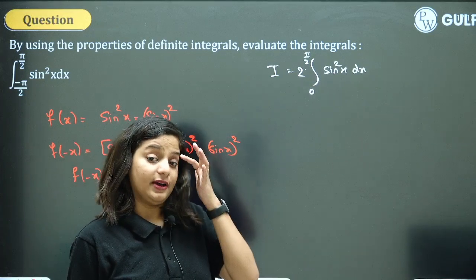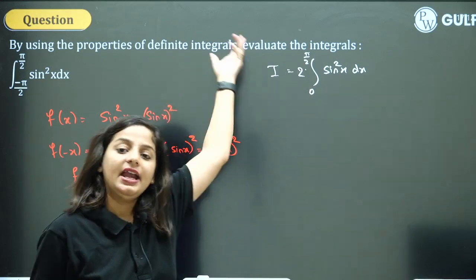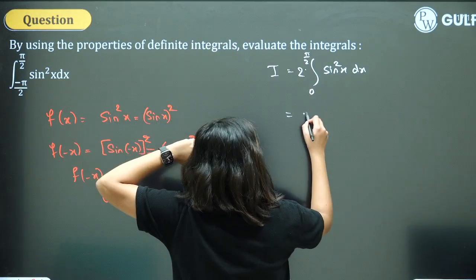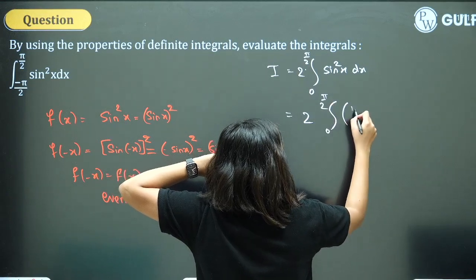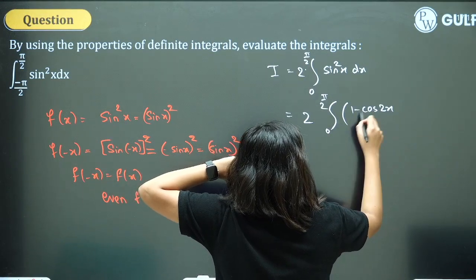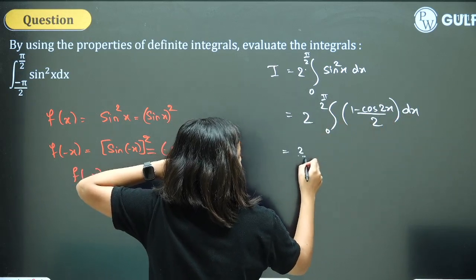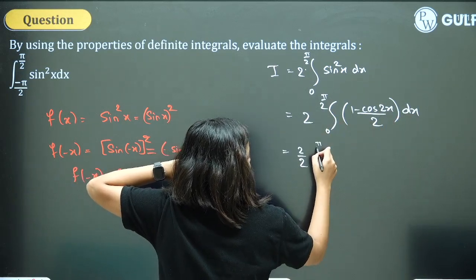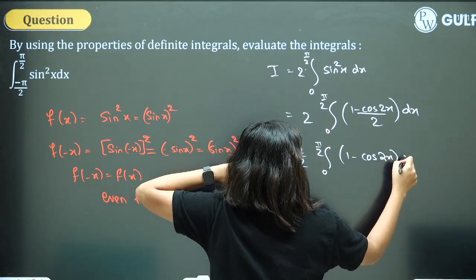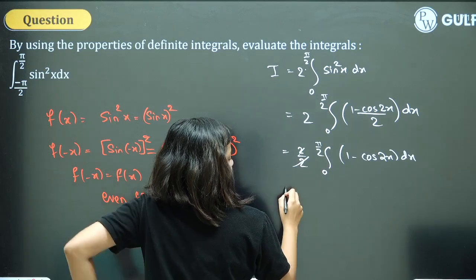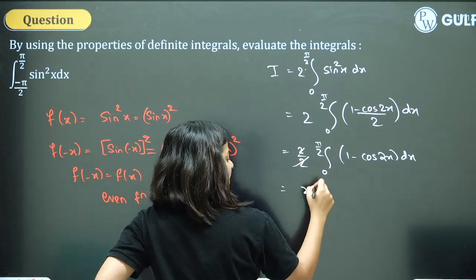Okay, simplify now. Now how to solve this? Transformation. Indefinite integration. What's the value of sin square x? It is 1 minus cos 2x by 2. This 2 will cancel out on coming out. Right? We have 1 minus cos 2x dx. Integration of 1 is x. Integration of cos is minus sin.